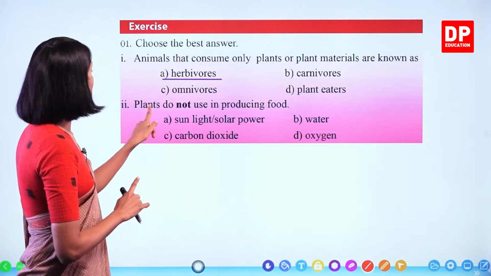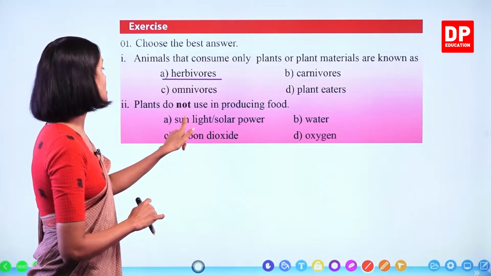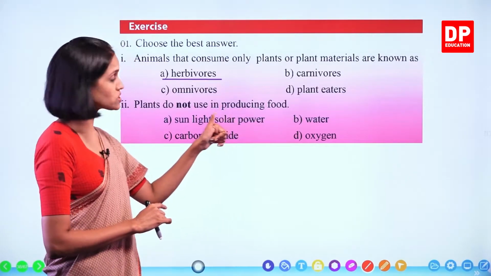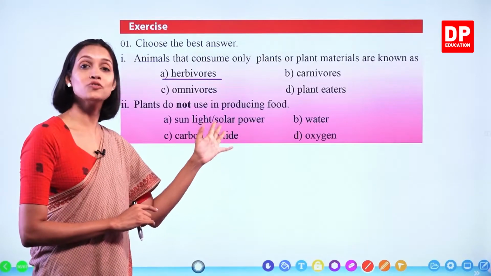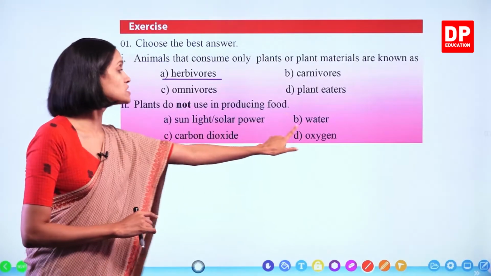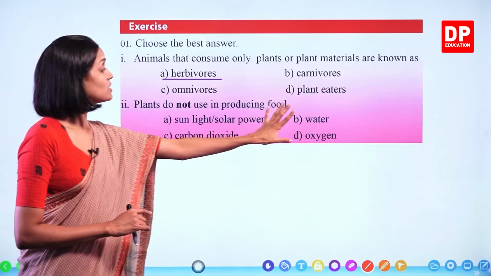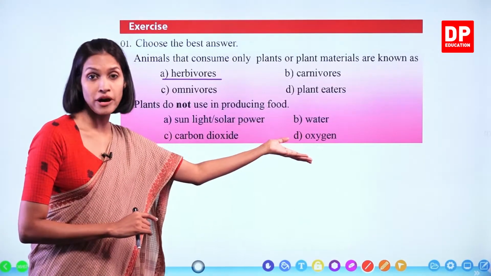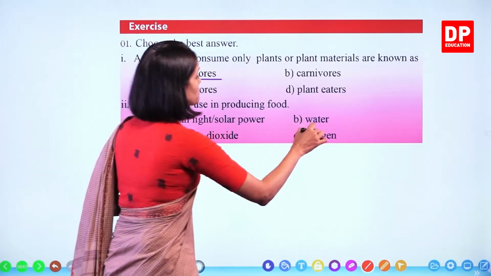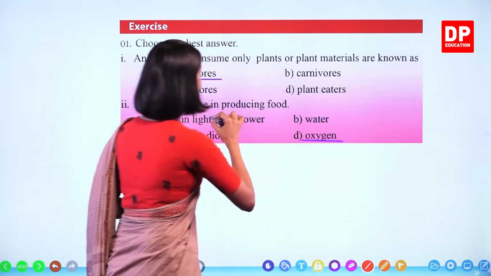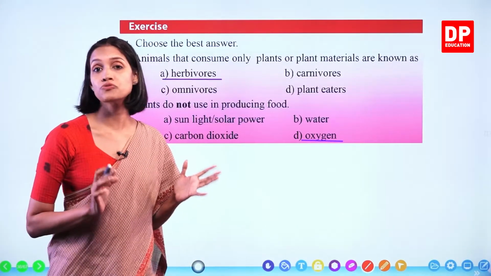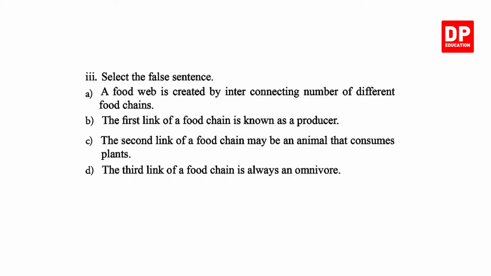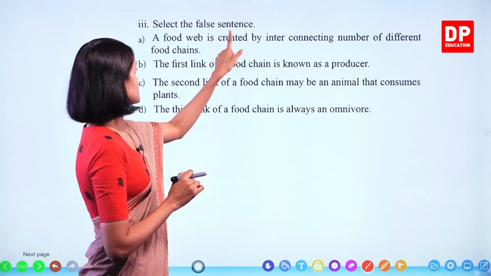Okay? So plants do use sunlight or solar power, right? Water is also used. Carbon dioxide gas is also absorbed and used. During photosynthesis, oxygen is produced as a byproduct. Okay? So this is not used. All these 3 things are used for photosynthesis. Okay? Right.